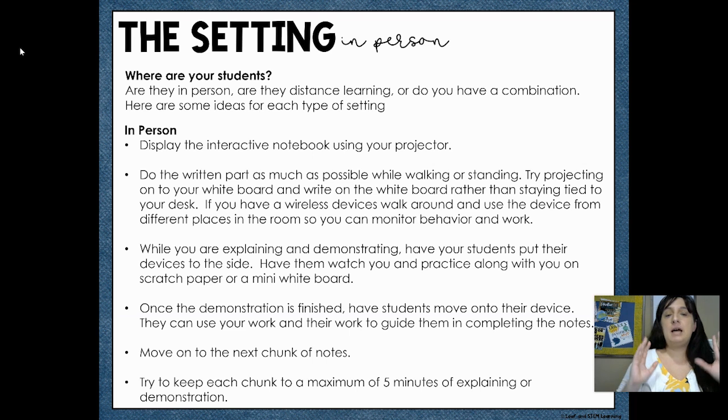Then once you're done with the I do, we do part, have them bring their device back over. Use those notes that you still have up from when you were demonstrating and the notes that they took with pencil and paper while you were demonstrating, and have them fill out their interactive notebook and do those activities in the notebook based on those notes.